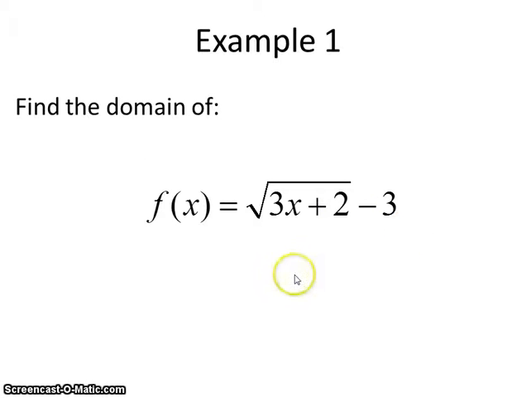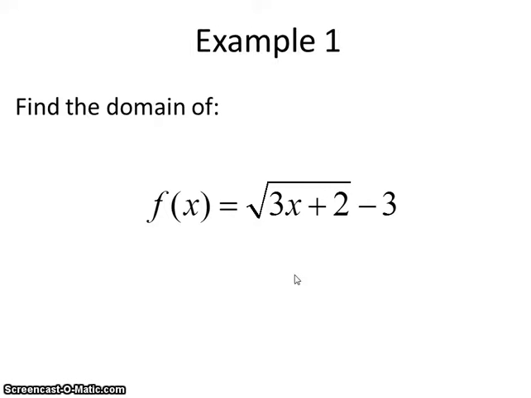So here's our first example. f of x equals the square root of 3x plus 2, minus 3. And we just have to remember what a domain is. It's the set of all numbers that we can plug in for x that would result in a real number.